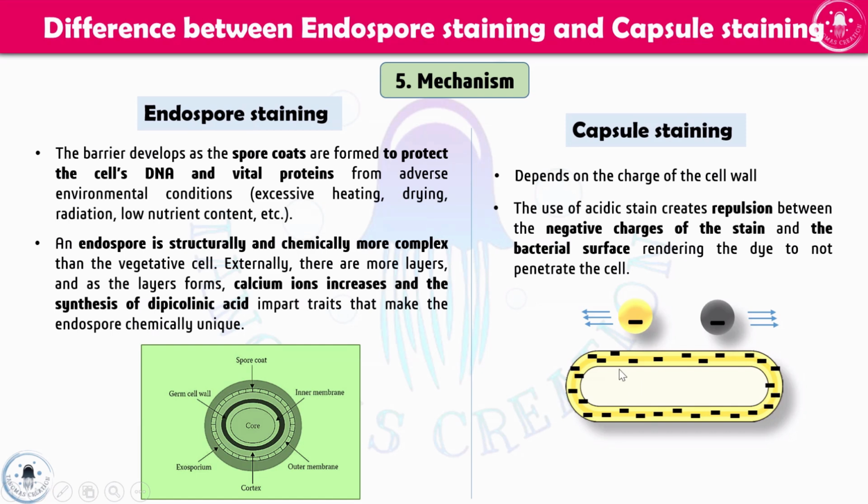Now here in this picture, you can see that the bacterial cell wall has all the negative charges, and when we give the dye which has negative charge, they will repel each other, and that is why the capsules do not take up the dye and appear as a clear halo region. Okay, so this is the complete mechanism of the endospore and capsule staining. Now the details of this mechanism are also covered in the endospore staining and negative staining videos. The links are in the description. If you want, you can go and check it out.